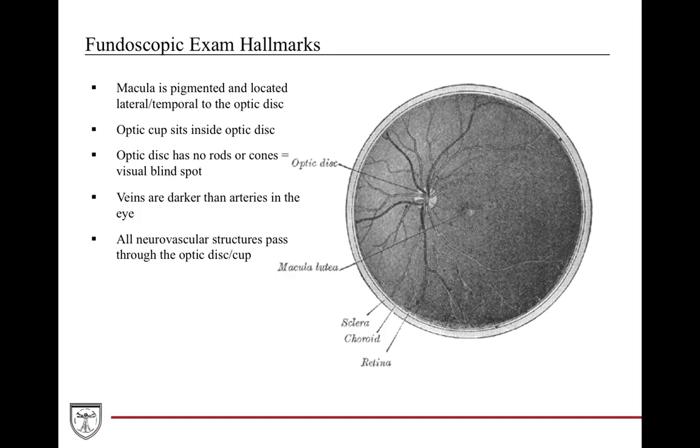Your macula is pigmented, and the macula is located lateral and temporal to the optic disc. The optic disc is medial. Your optic disc is what surrounds the optic cup. Okay, so the optic cup sits inside the optic disc. The optic disc has no rods, no cones, and is considered to be your visual blind spot. Veins are darker, arteries are lighter, and all neurovascular structures pass through the optic disc and cup, all of them.